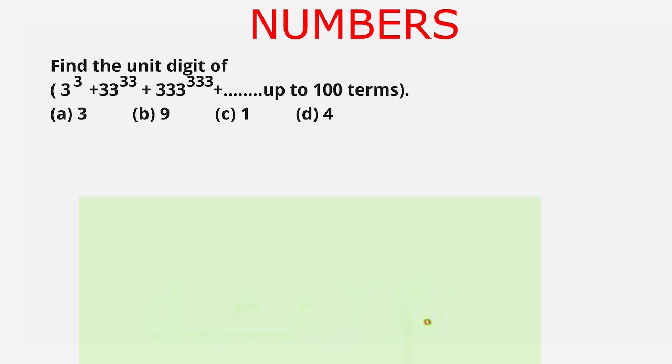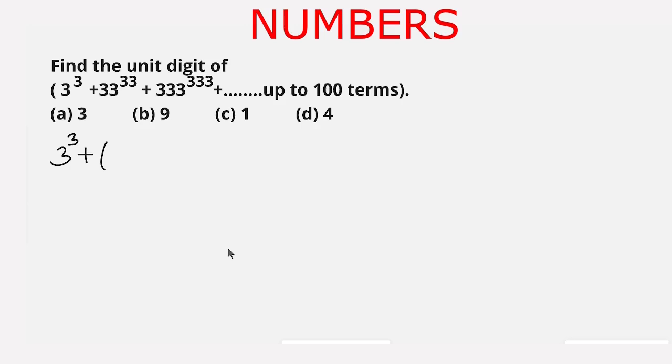We have to find the unit digit. Please watch the solution carefully. We can write this question as 3 to the power 3 plus, as we know that a number having unit digit 3 repeats itself after every fourth power. So we are going to divide the powers by 4 and we will write only the unit digit.